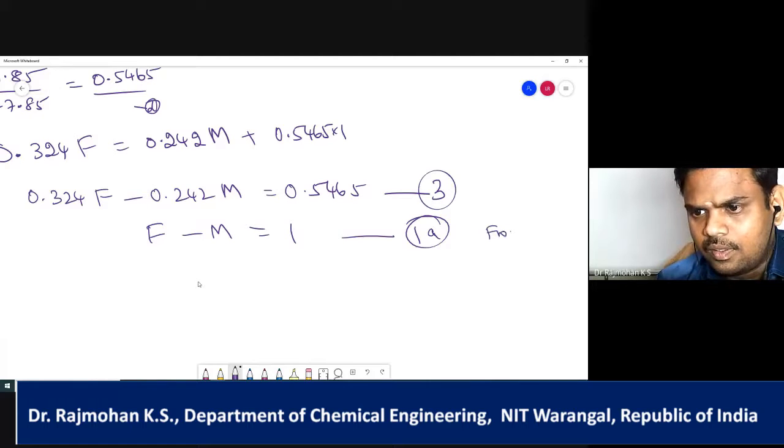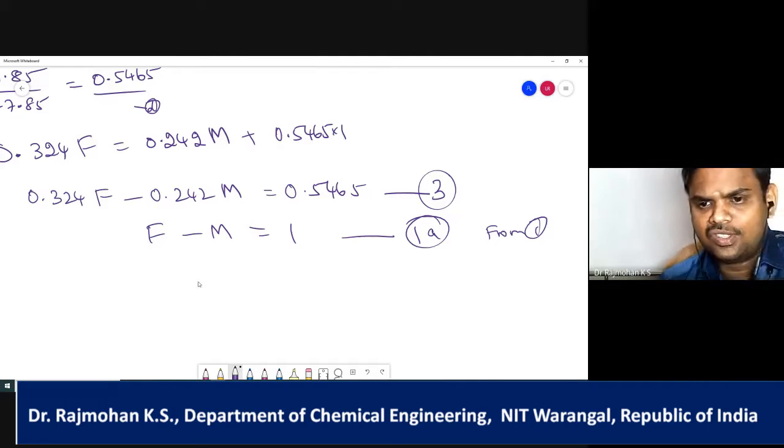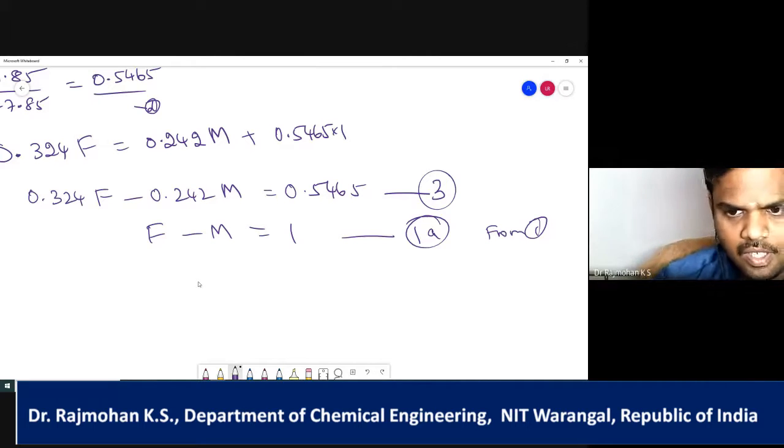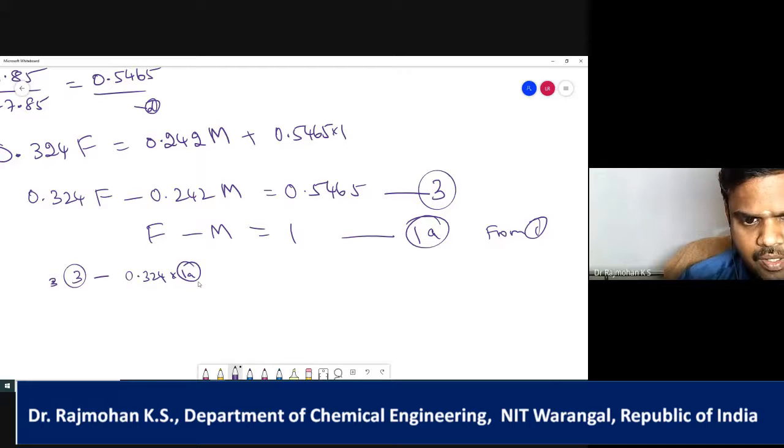So we have two equations, F and M are the two unknowns, degree of freedom is 0. You can solve it to get the answer. How to solve it? I can do a simple method: equation 3 minus 0.324 times equation 1a. F will get cancelled, and we will get the value of M.